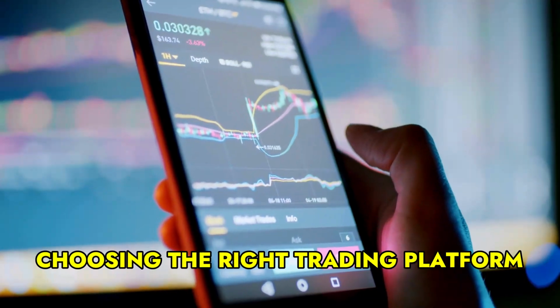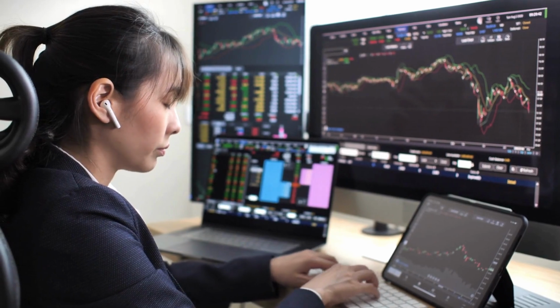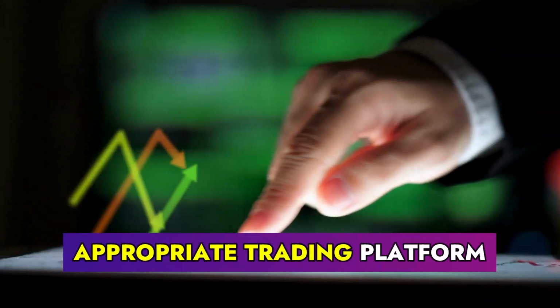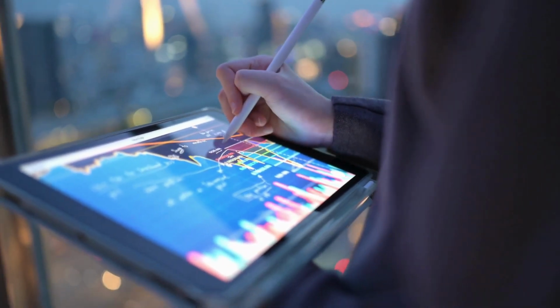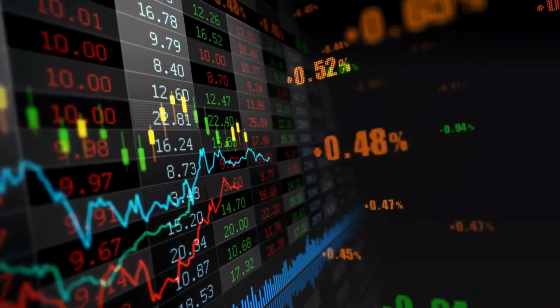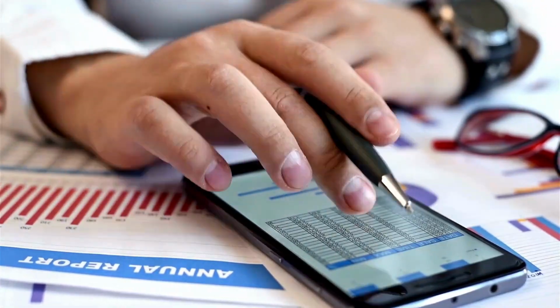Choosing the right trading platform. The journey to becoming a successful online trader goes through the heart of selecting an appropriate trading platform. This software will become your command center, where trades are executed, market prices are tracked in real time, charts are analyzed, and your account is managed.